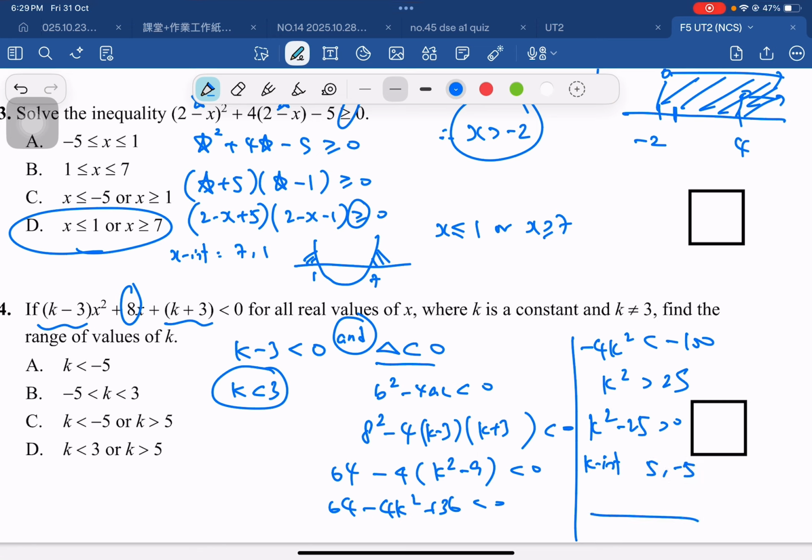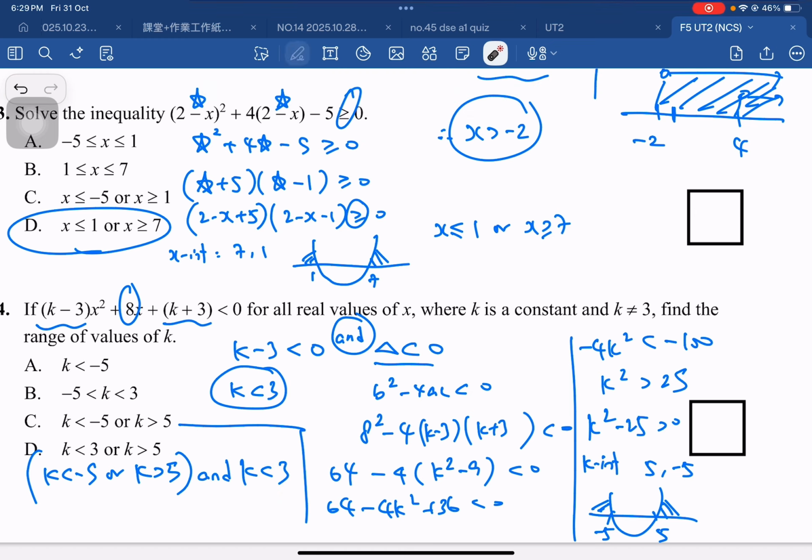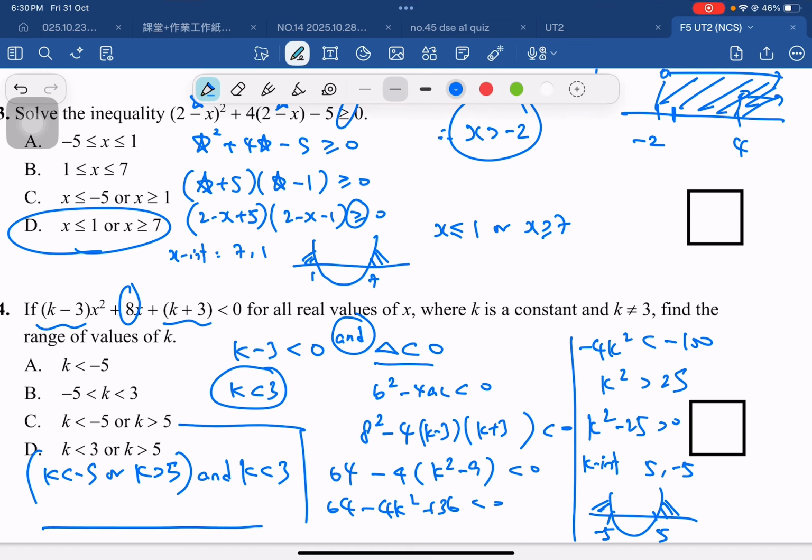Then you draw the diagram, which is open upward. So we have this is negative 5, this is 5. I want something that is greater than 0. So I write it here. So I have k is smaller than negative 5 or k is greater than 5. But at the same time, you need to satisfy that k is smaller than 3. So if you think about it, we can draw the diagram. So this is negative 5, this is 3, this is 5. So negative 5, 3, and 5.